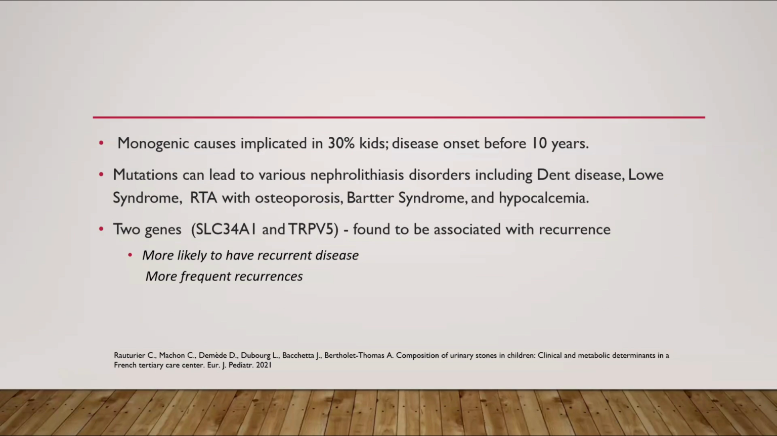Although the clear-cut role of these genes in recurrence is not that well established, two genes, SLC34A1 and TRPV5, have been found to be associated with recurrence in some of the studies, and it has been found that patients with these genetic mutations are more likely to have recurrent disease and have more frequent recurrences.